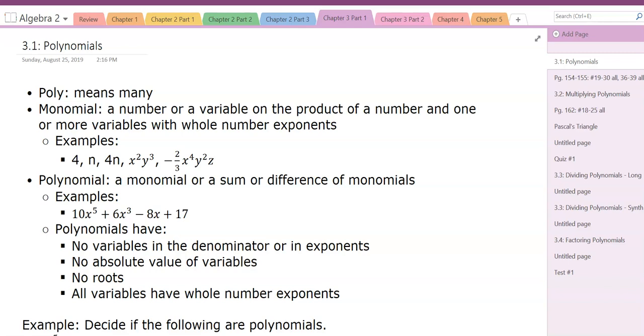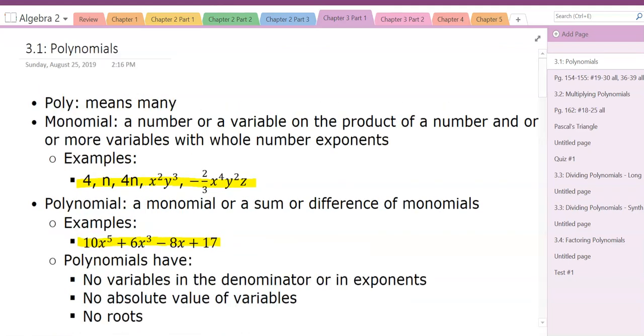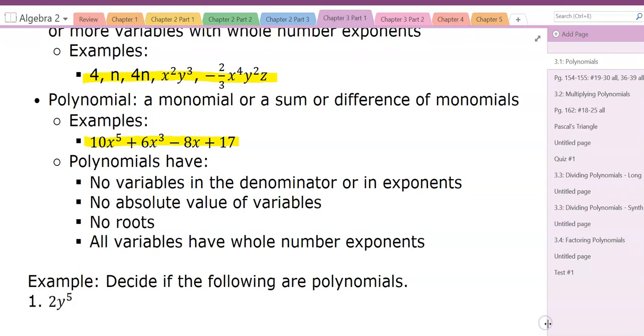Okay, the prefix mono means one. So you're talking about one term. If I had all of these terms and started putting plus signs and minus signs in between them, I would start creating polynomials, because they would have all those individual terms together. For example, you'll see something like this: 10x to the fifth plus 6x to the third minus 8x plus 17. That's a pretty typical polynomial. Those are the ones you're going to see a lot of this chapter that we're going to be working with.